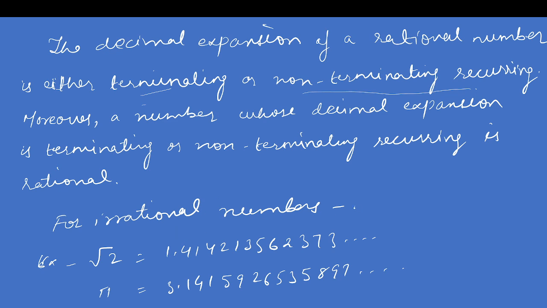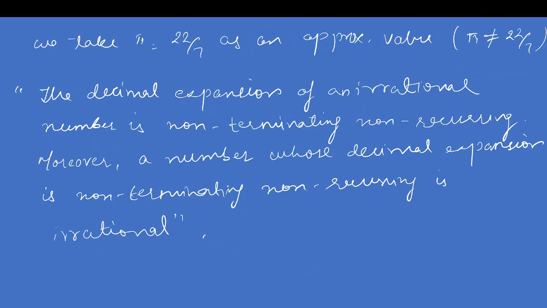Now for irrational numbers. We know root 2 is an irrational number. The expansion of root 2 is 1.414213. And pi is also an irrational number, as we have seen earlier: 3.141592653. This is the expansion. We take pi as 22 by 7 generally in our solutions, or 3.14 as an approximate value, not the exact value, just to get to a solution.